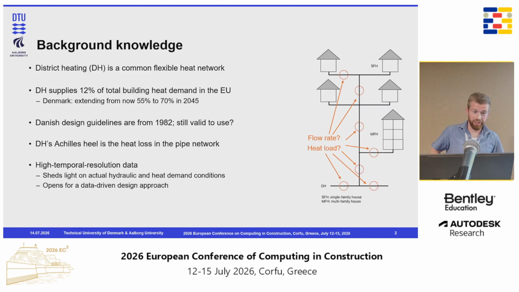I believe so. The Achilles heel of district heating is the heat loss in the pipe network. That is the drawback of it. So we want to look into, with high-temporal-resolution data, what the actual demand is for the hydraulics and for the heat demand. Because it matters if the diameter of the pipe is this size or this size compared to the water amount there is, and what the heat loss will be. When we collect this data, it also opens up a more data-driven design approach.